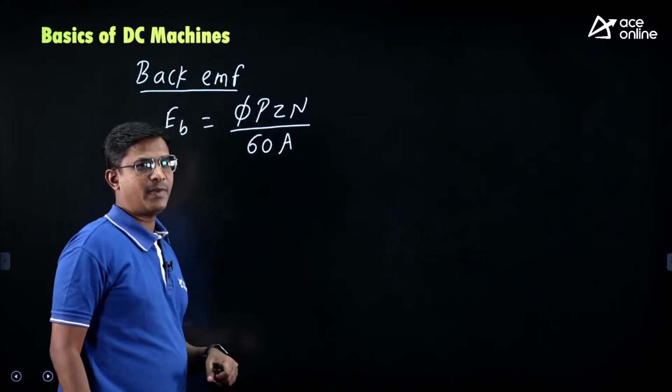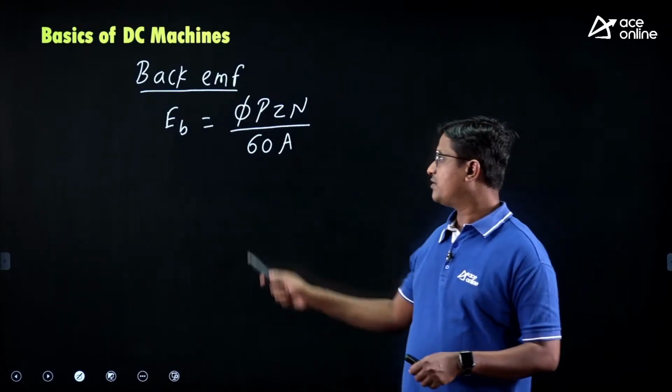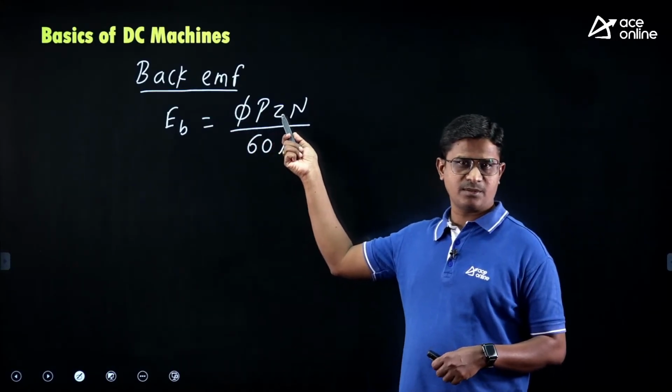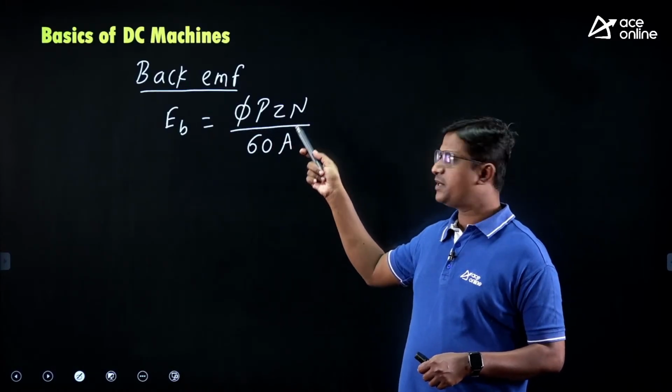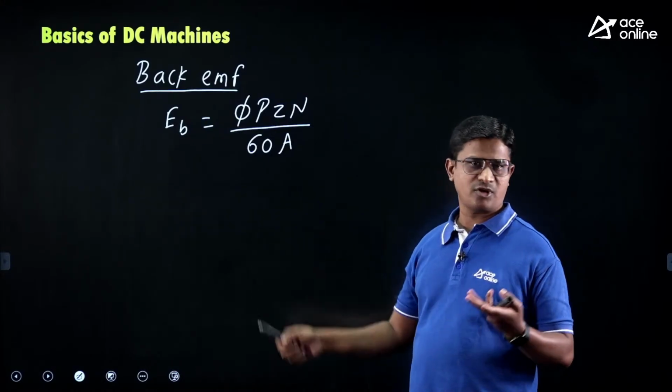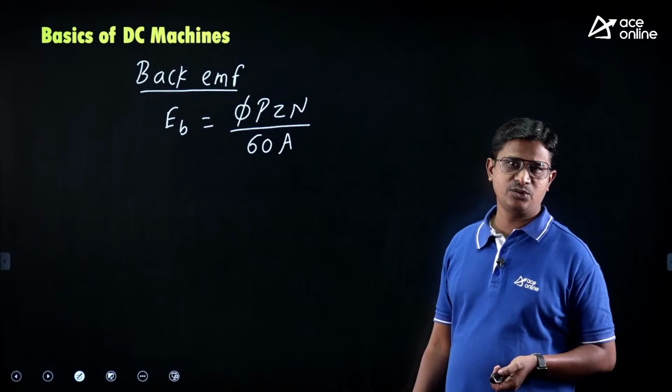Back EMF EB is equal to phi P Z n upon 60 A, where phi is the flux per pole, P is the number of poles, Z is the number of conductors, N is speed in RPM, 60 is a constant, and A is the number of parallel paths. So EB equals phi P Z n upon 60 A.